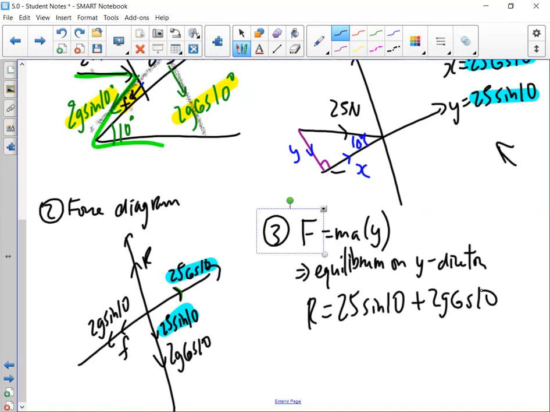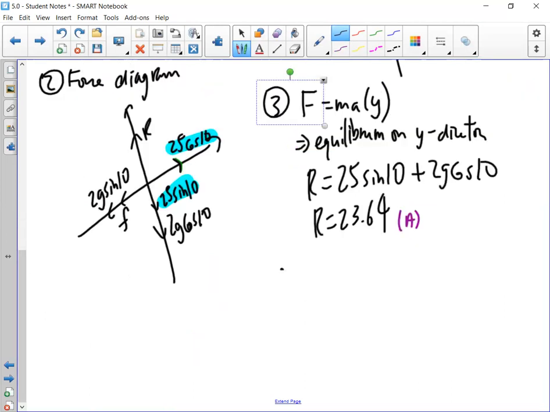Let me put in 25 sin 10 plus 2g cos 10, which is 23.64. So I'll put it in a calculator and store it. As a good habit, I'll put a little A in there. You can use a pencil. It means I store it in a memory box A. So whenever I need R, I'll pull up the letter A.